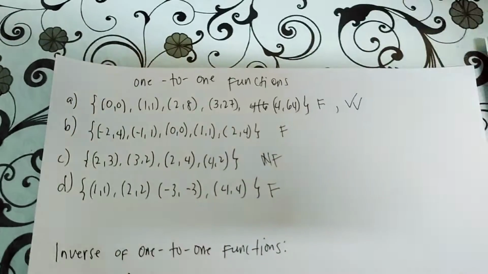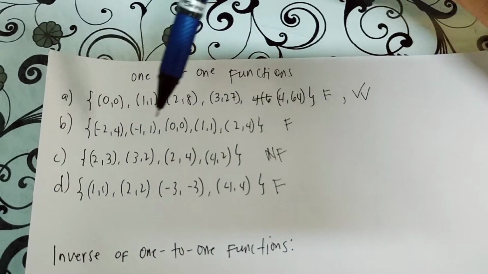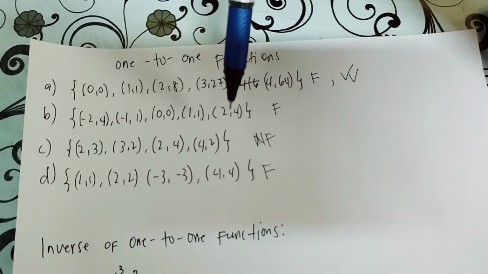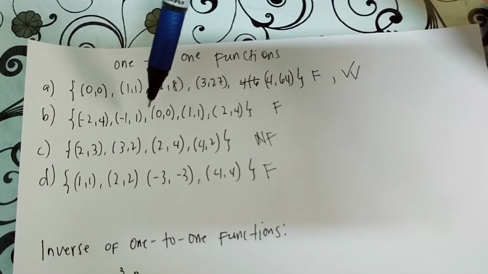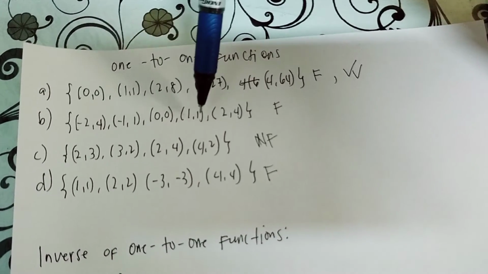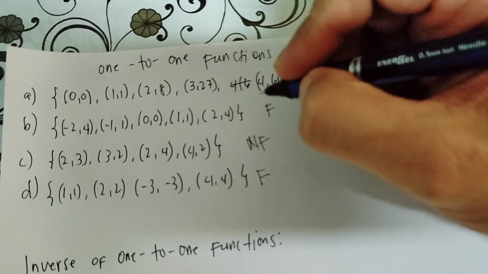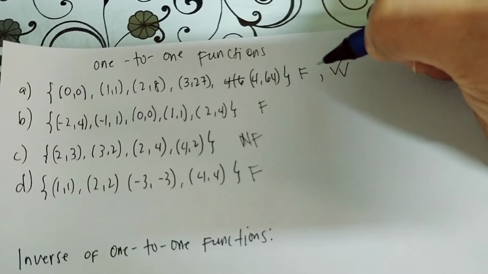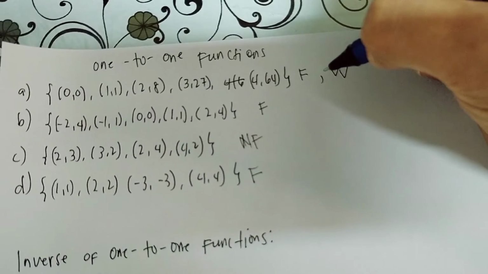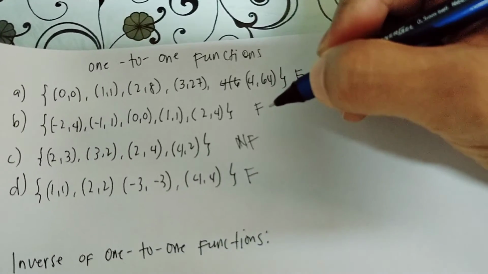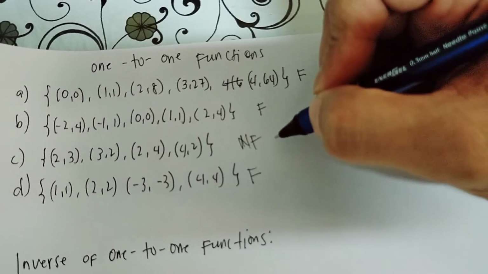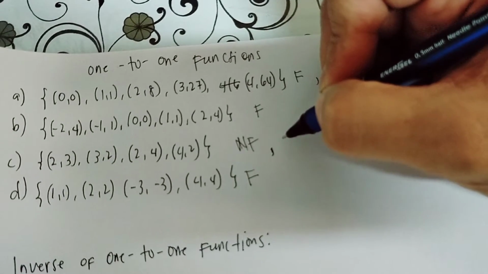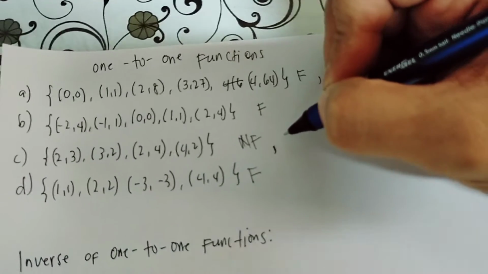Sa letter B naman, although walang naulit sa first element, pero dito sa second element may naulit, 4, 4, di ba? Ito pa, 1, 1. So this is just or simply a function. Function, but letter A is function na one-to-one function pa. Sa B, function lang. Sa C, definitely hindi yan maging one-to-one kasi ito ay not function, relation lang siya. It is just a relation.